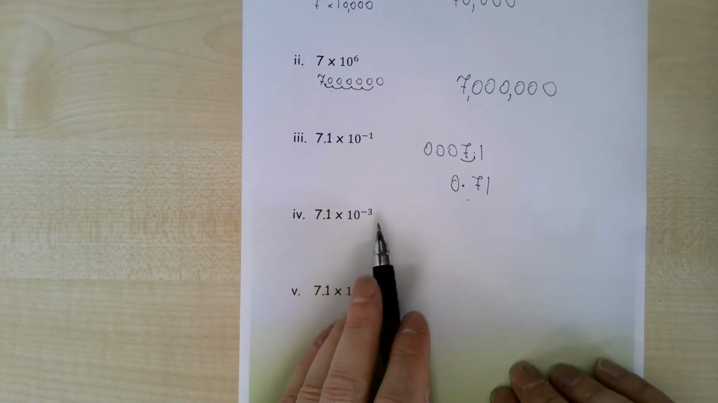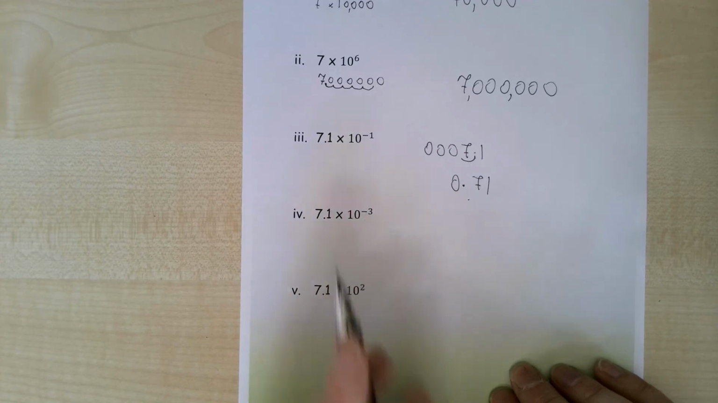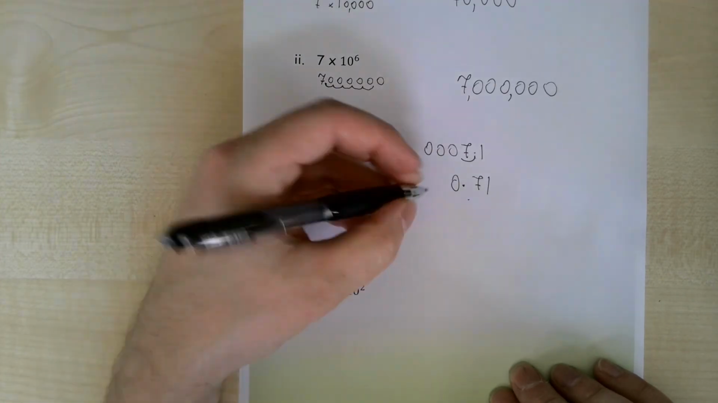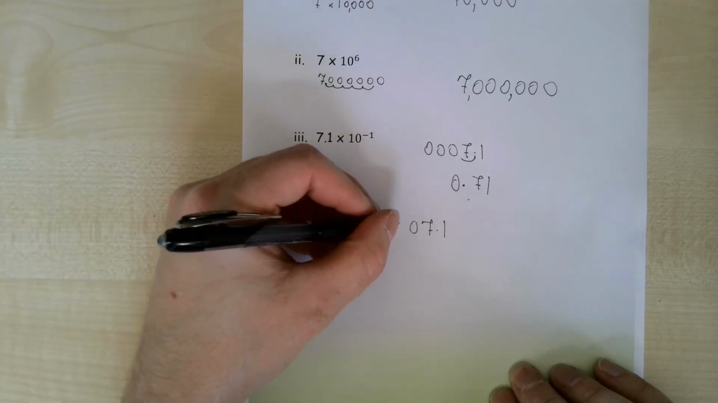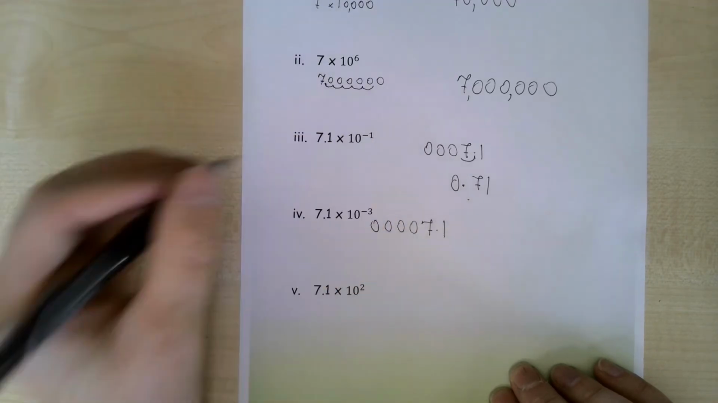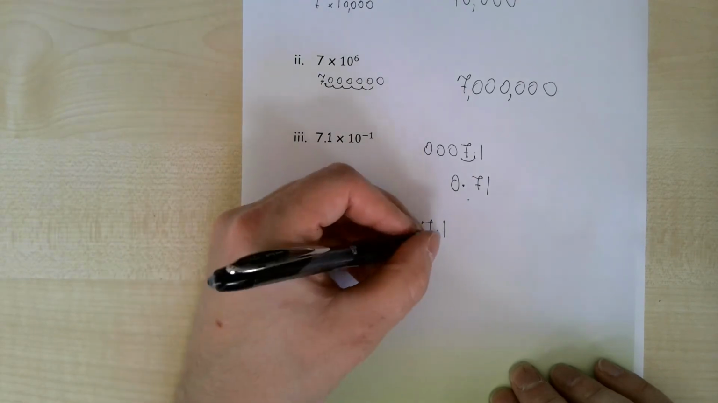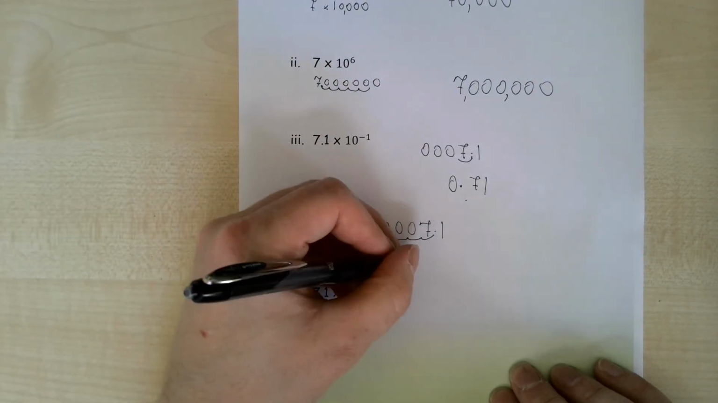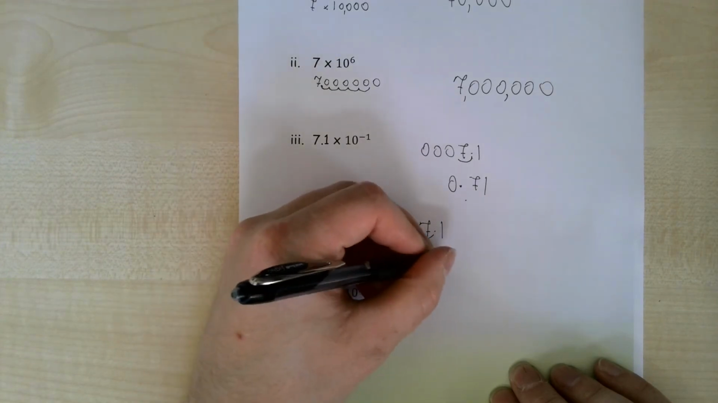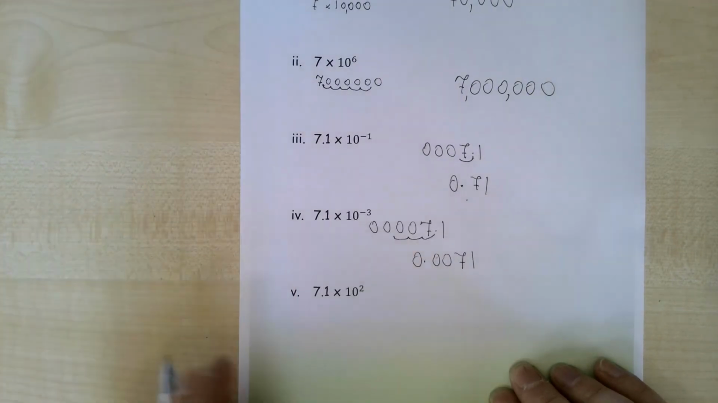Similarly on question 4, it's a negative power, so we're going to make this number smaller. We've got 7.1 at the moment. Put a couple of zeros in front of it like so. We'll move it 3 times. So we get 0.0071.